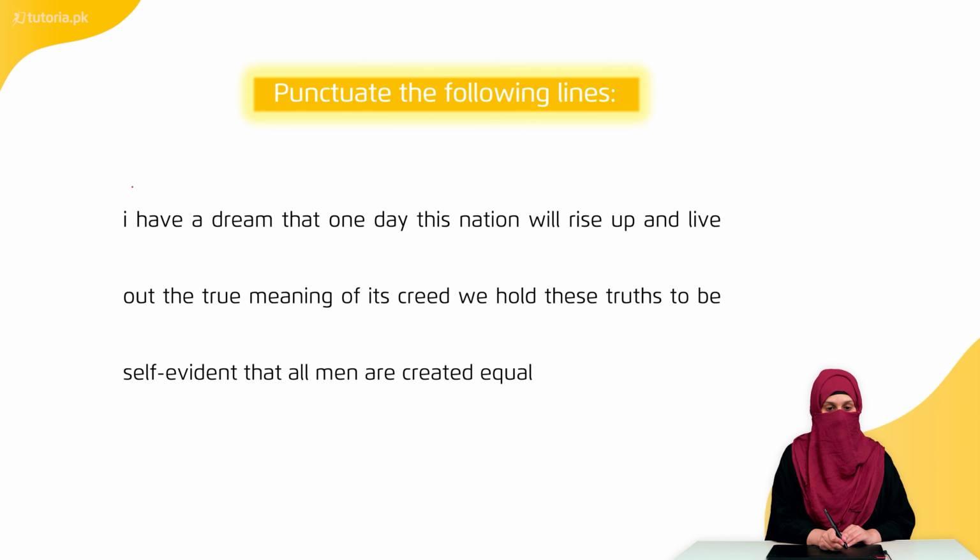So this is the first word, so therefore we will capitalize this alphabet. I have a dream that one day this nation will rise up and live out the true meaning of its creed. Colon. Now here we have to capitalize the W. We hold these truths to be self-evident that all men are created equal. Now these are two completely different clauses, so therefore we add a semicolon here, full stop, and we have to put this in quotation marks.